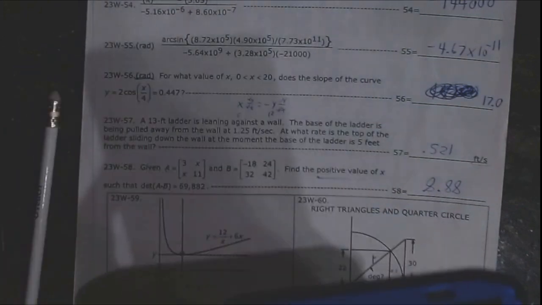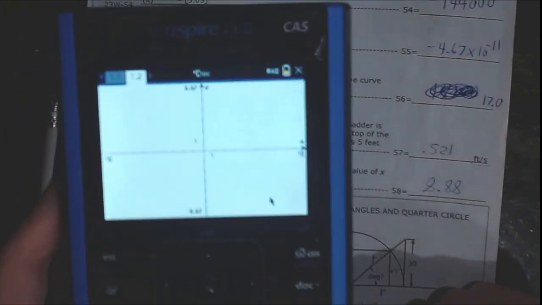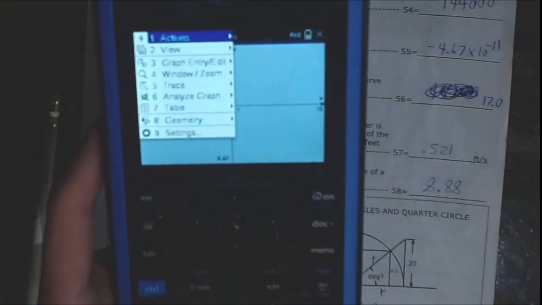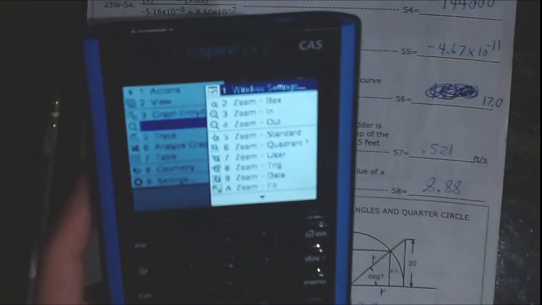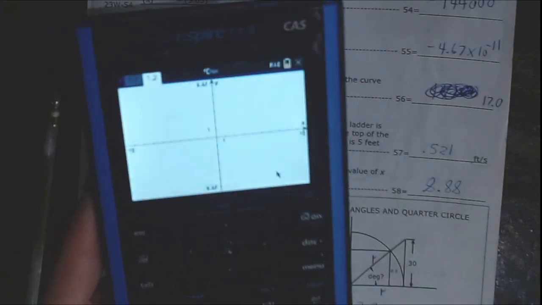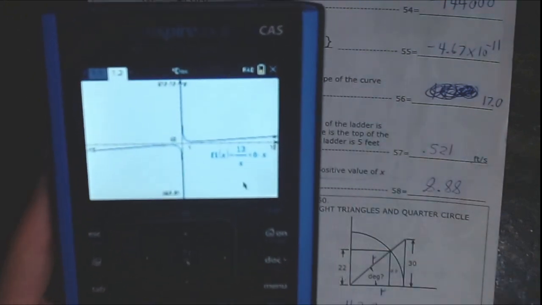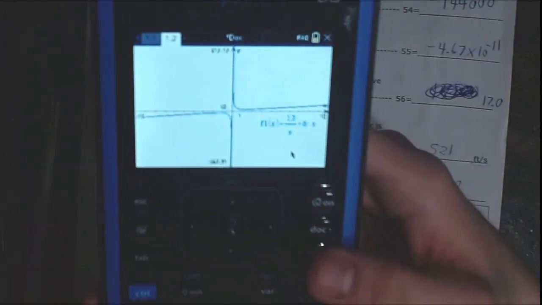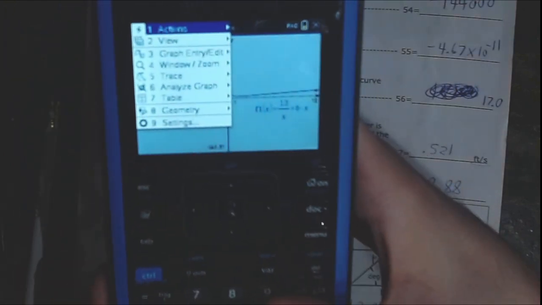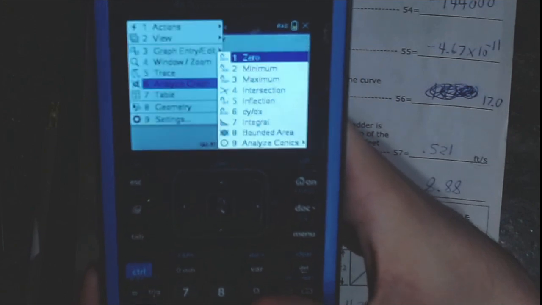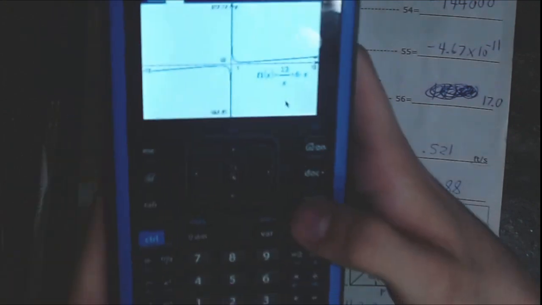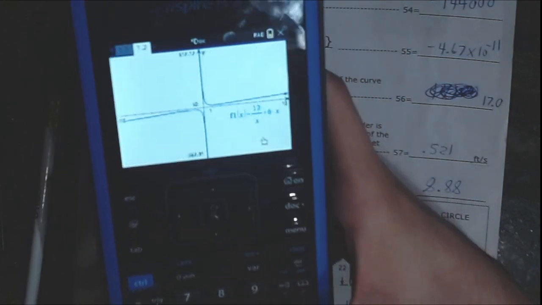Alright, so I had to zoom out a bit because I wrote it and this default screen doesn't show, so I'll just do menu 4 for window and zoom, and A so that auto fits the graph onto my screen. And so now I can see the graph. And to get the minimum, I go to menu, analyze graph, so 6, and minimum 2. Or just, to memorize, menu 6, 2 for minimum.